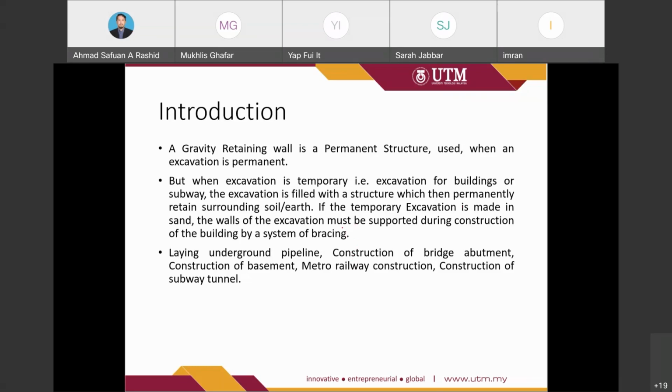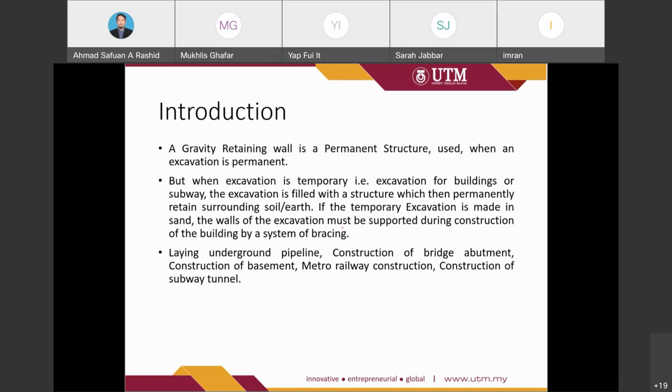Laying underground pipelines, construction of bridge abutments, construction of basements, metro railways and construction of subway tunnels are among the example constructions that require a bracing system. Or if we use a trenchless system, it is not required for us to have this kind of bracing.